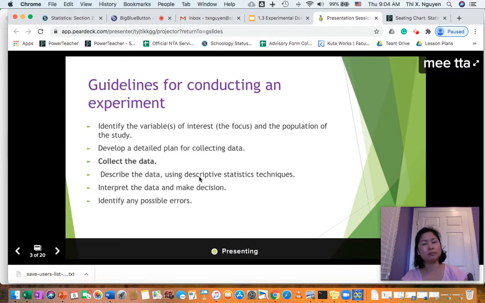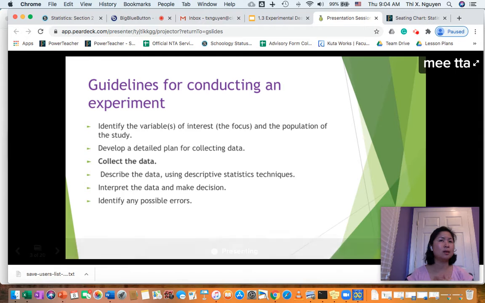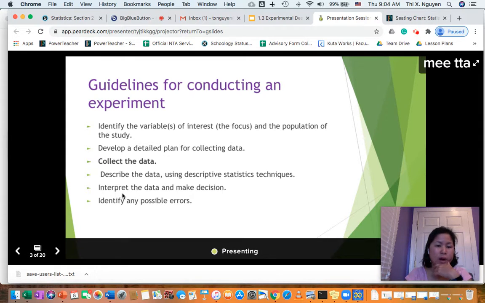We describe it, we organize it, we put it in tables, graphs, paragraphs, whatever way we would describe it. Once we describe it, then we're going to interpret it: what does the data mean to us, and then we make the decision. And the final step is really important: we identify any possible errors.